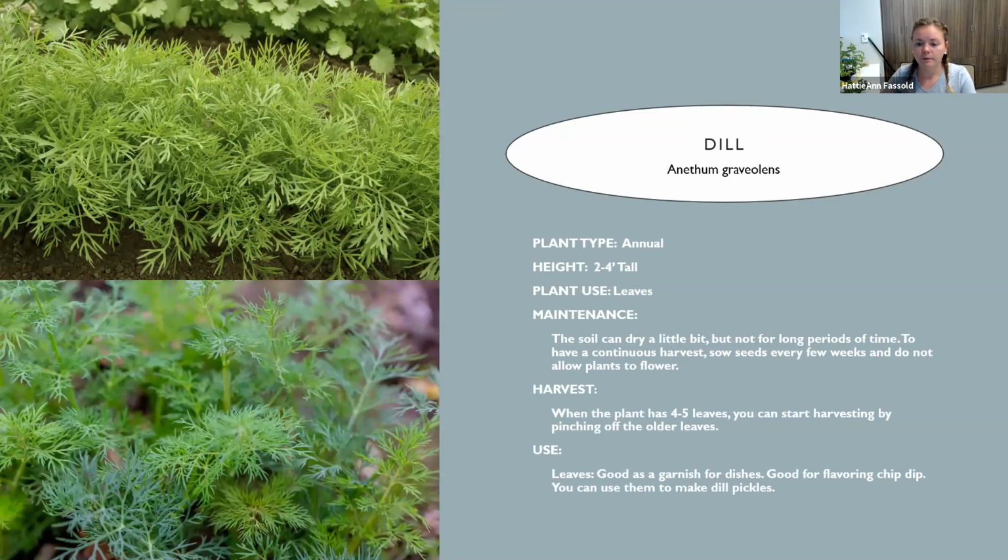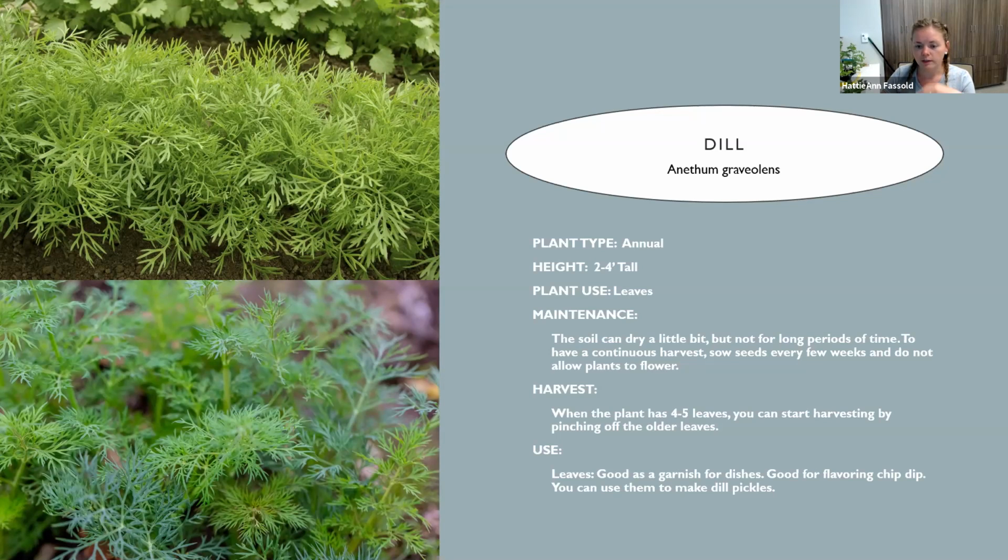Next is dill. Dill's a really interesting plant. It's just kind of frilly and fuzzy looking. It's an annual. It can get up to be 2 to 4 feet tall, which I didn't know that. So that's pretty fun. You want the soil to dry a little bit. You don't want it to dry for super long periods of time, but again, with most herbs, you want it to dry out in between waterings.